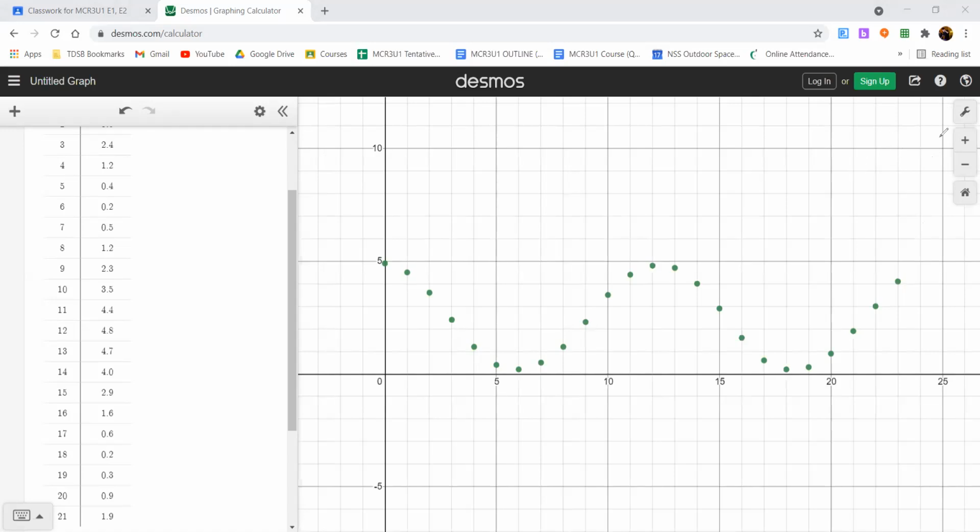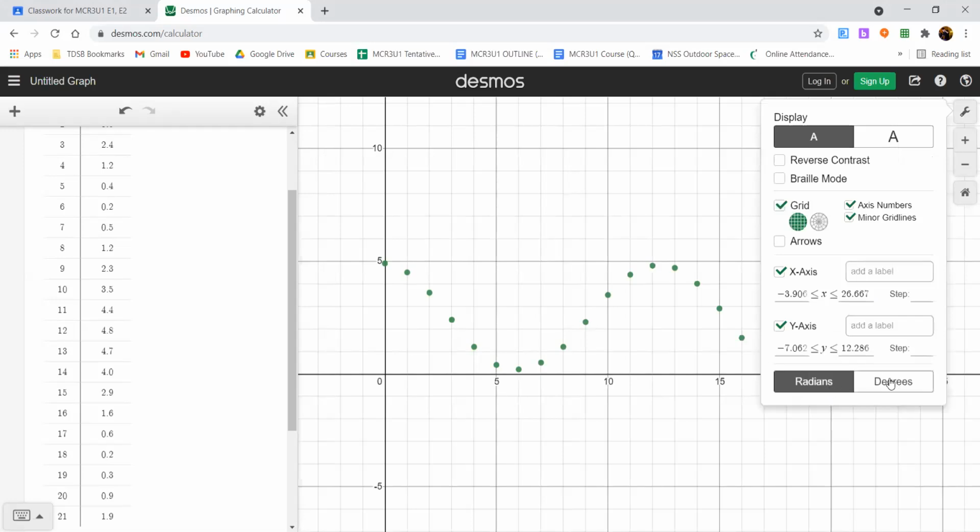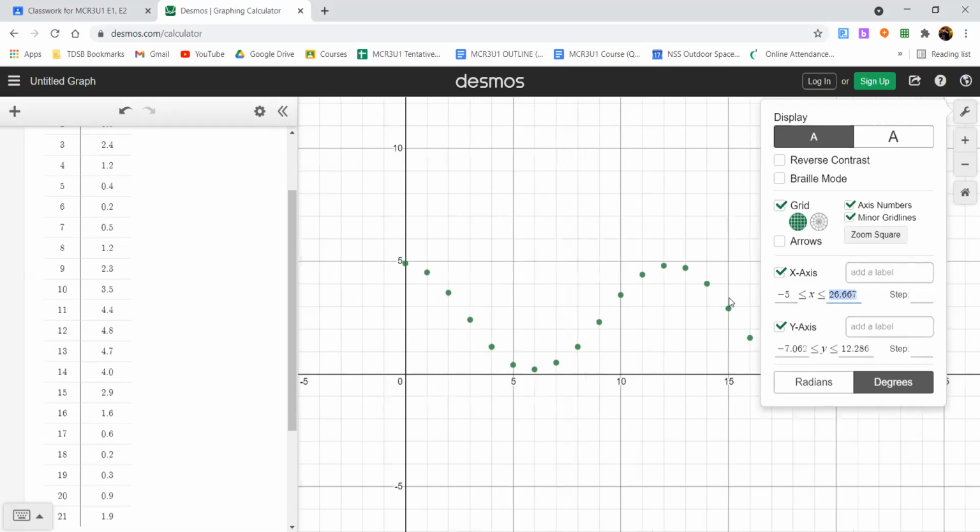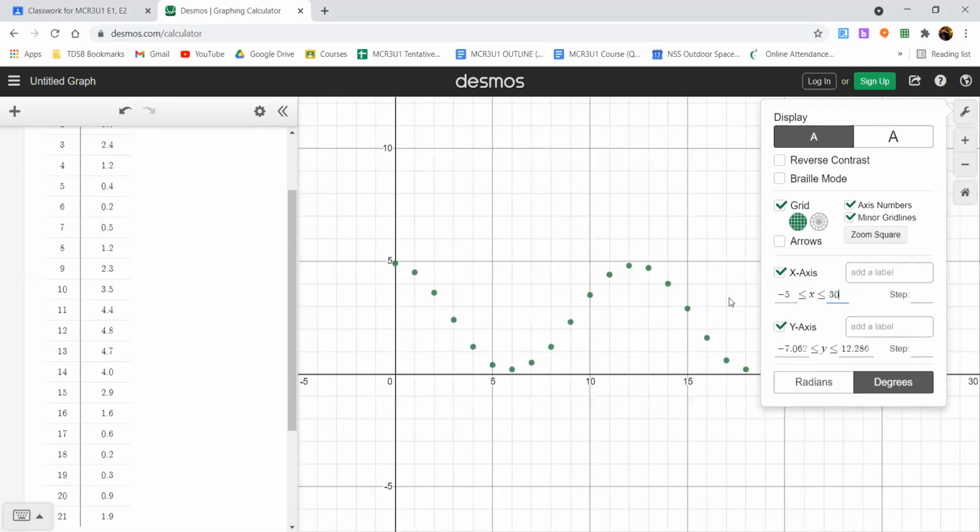So I'm going to clear all this. Please press the wrench. First thing you want to do is make sure we're in degrees, otherwise your equation will be really weird. Next, on my x-axis, I go from 0 to 24, so maybe I want to limit it. Actually, maybe -5 and all the way to 30. And it fixes my x-axis so that you see -5 all the way to 30 as my maximum x value.